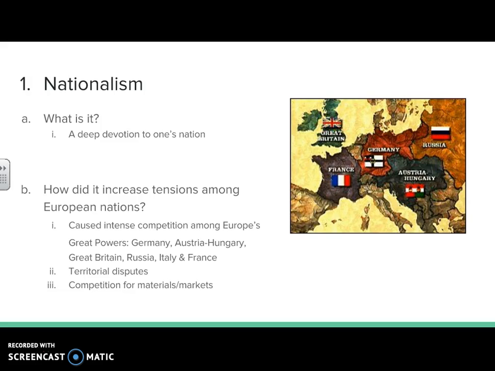Finally, another part that we want to look at is competition for markets and materials. Again, this is after the Industrial Revolution. These countries and nations and empires are trying to get raw materials to make products. They're trying to find places to sell them as well. And so they're competing against each other. And all that contributes to nationalism.